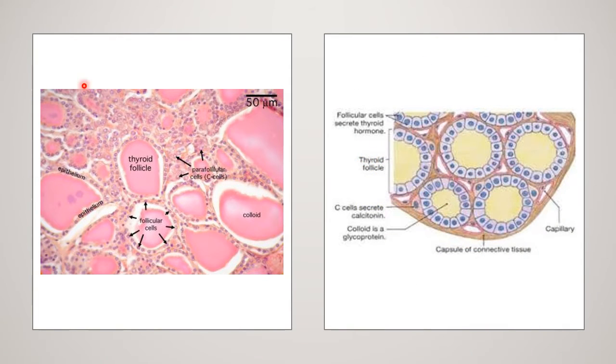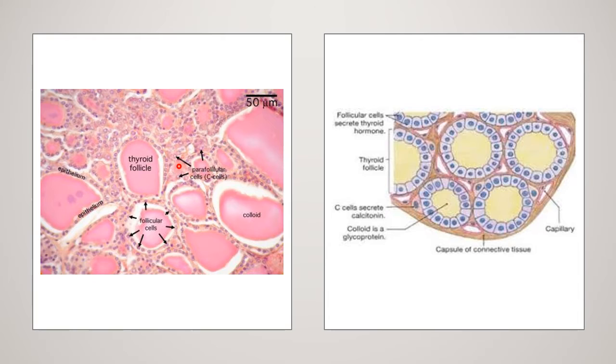The histological structure of the thyroid consists of a large number of follicles, known as the thyroid follicles. Each follicle is lined by a single layer of cells known as the follicular cells. These follicles are filled with a substance known as colloid, and this colloid is where the thyroxine metabolism takes place.